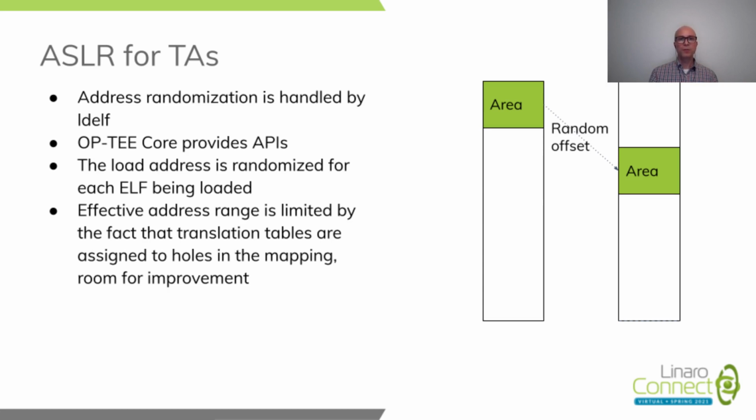ASLR for TAs. The size of the address range is limited by how many translation tables are available for user mode mappings. Translation tables are allocated to cover the lowest possible TA address to the highest mapped address. Translation tables are allocated for holes in the TA mappings too, so there's room for improvement. Address randomization is handled by LDELF with help from APIs provided by OP-TEE. The load address is randomized for each ELF being loaded, not only TAs. There are dynamically loaded libraries and objects too.